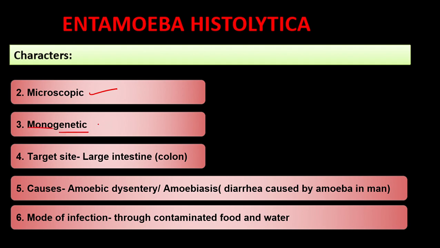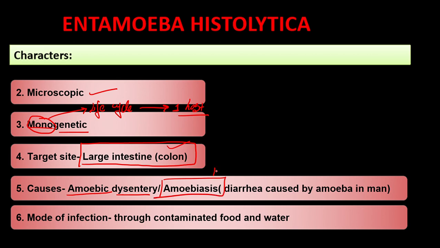Whoever has studied yesterday's video knows the meaning of monogenetic. Mono means one, so monogenetic means the organism completes its whole life cycle in one host. What is the target site? The target site is the large intestine. In the large intestine also, which part? The colon. What does it cause? It causes amoebic dysentery or amoebiasis.